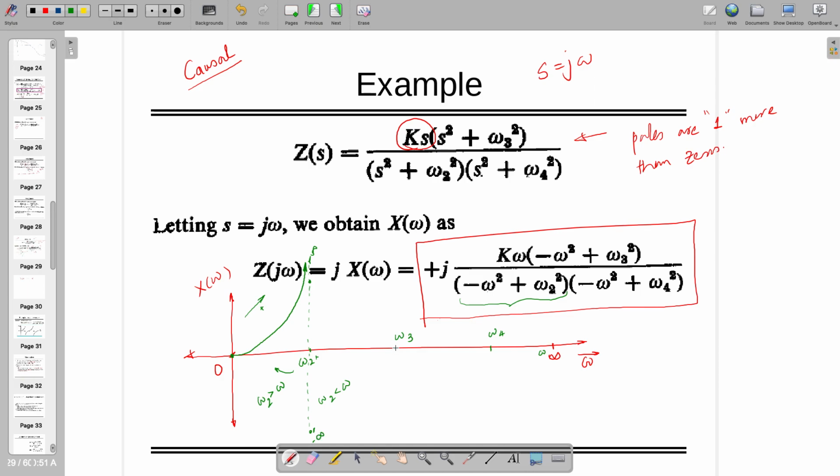And what is happening at omega 3, by the way? Omega 3 is 0. Omega 3, or 0 frequency, is the one where the function becomes 0. Infinity is the one where the function becomes infinity. Right? 0 does not have any problem because this is 0. This at infinity is 0. The problem occurs where you have to find out whether you are getting plus infinity or minus infinity.